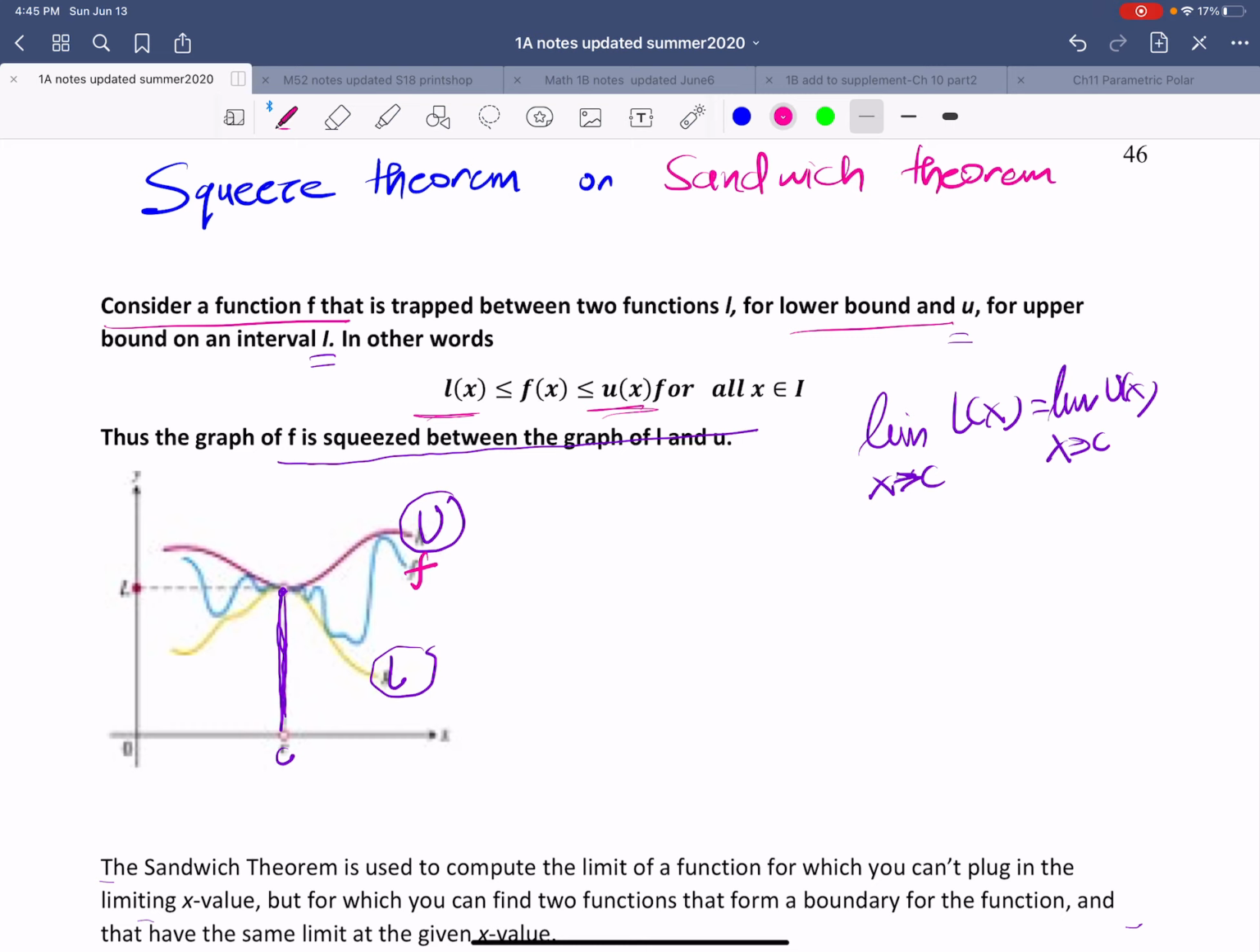and both L of x and U of x have the limit defined at point c, then we know the limit of L of x as x approaches c is equal to the limit of U of x as x approaches c. Our function f of x is squeezed between the upper bound function and the lower bound function, and the limit exists for both of those functions at point c, and that limit is equal. Then we can say our function f is sandwiched between those two functions, and the limit as x approaches c of f of x is equal to the same number that the limit of L of x and the limit of U of x are.